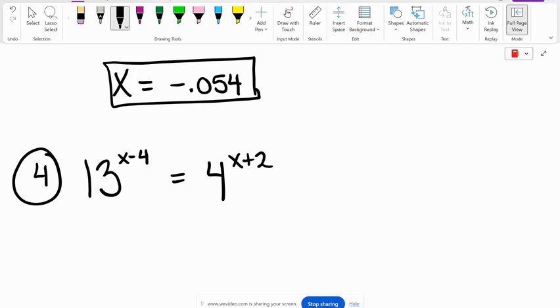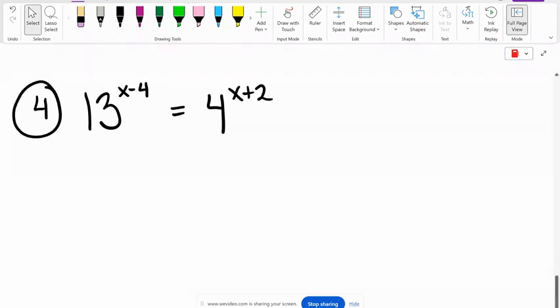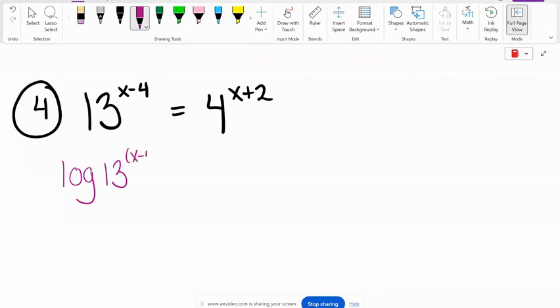Okay. So your instinct should not be to use the calculator. Your instinct when you see an equation like this is to try to make it into the same base. But is there any way possible to make 13 and 4 into the same base? No. So then we're going to have to use the calculator. To use the calculator, I have to get the exponent out of the exponent. So what am I going to do? Take the log of both sides. So I'm going to have log of 13 raised to the x minus 4 equals log of 4 raised to the x plus 2.